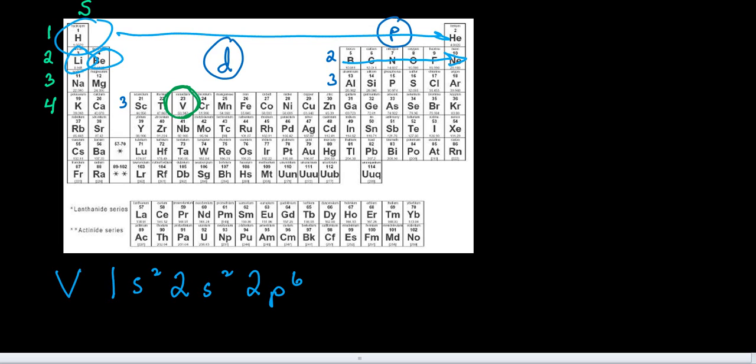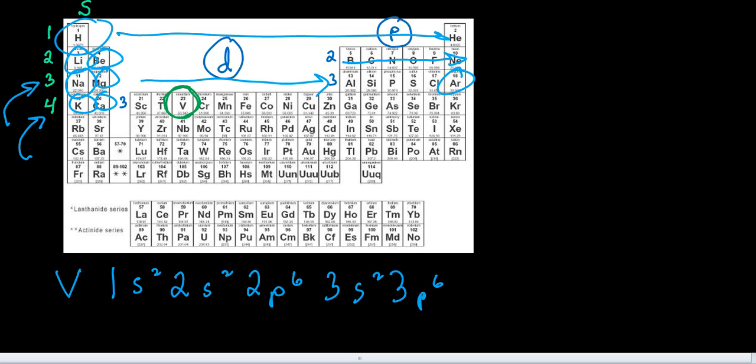Energy level 2 is now full, so we wrap back around to energy level 3. As we go to sodium and magnesium, we're at 3s2. Work our way across, we get to aluminum through argon, and we're at 3p6. We have a little kink now. We work back here to energy level 4, potassium and calcium, brings us to 4s2.